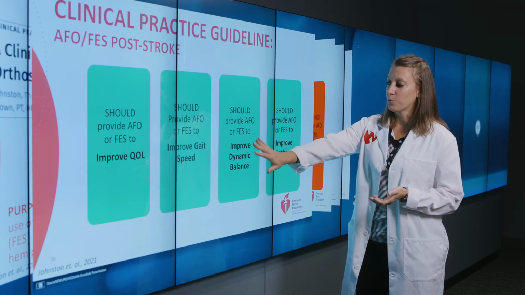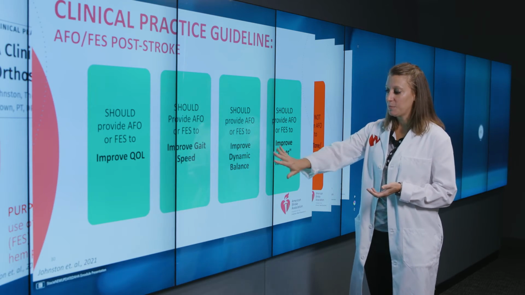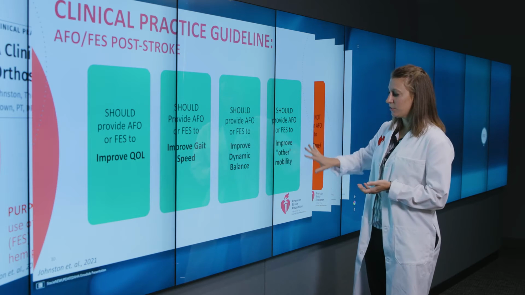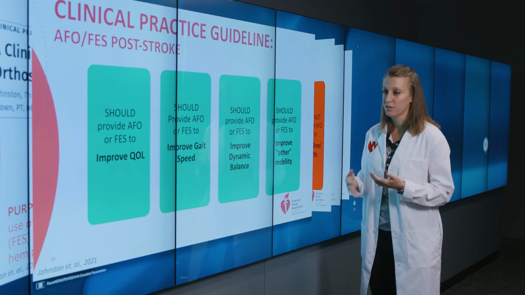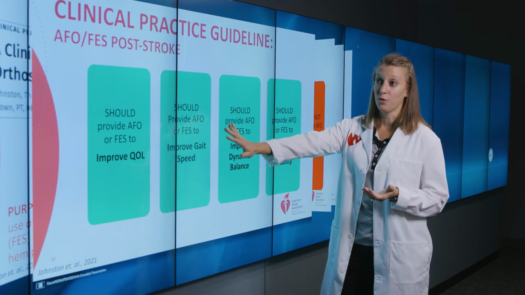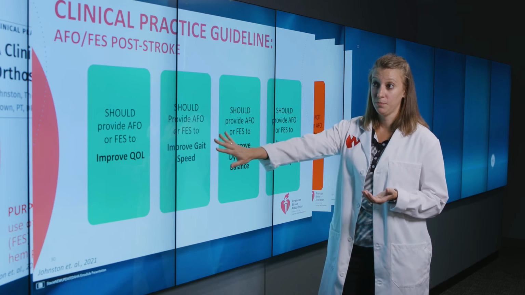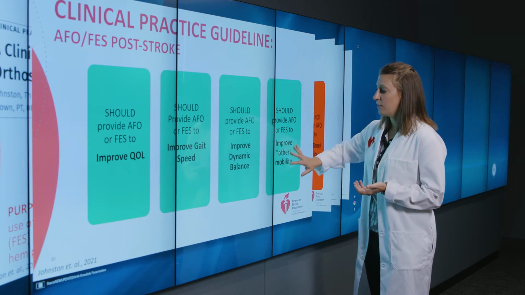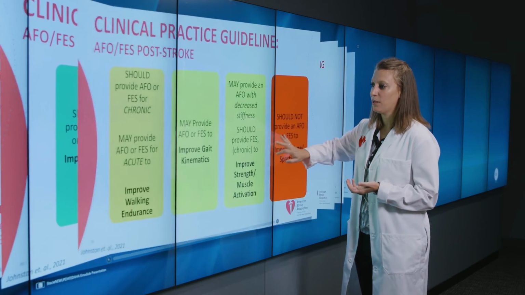If we're wanting to improve quality of life, gait speed, dynamic balance, or in this case, other mobility, really needs transfers and balance and all those other things that we do, we should be using either an AFO or FES for these individuals. That's what the research tells us. So I know sometimes there's some hesitancy to put an AFO on individuals, but the literature is telling us it can do a lot of great things.